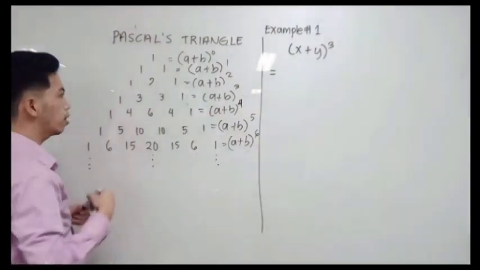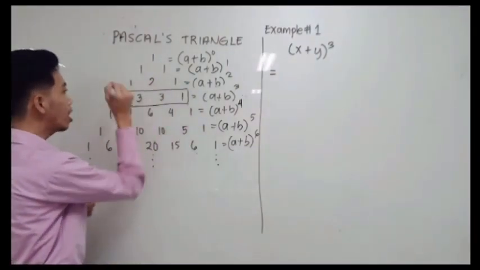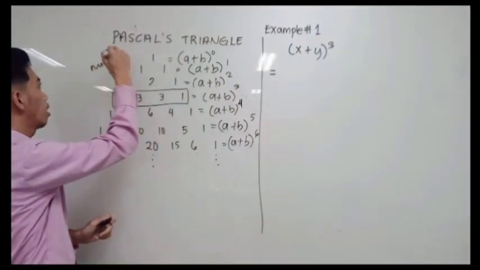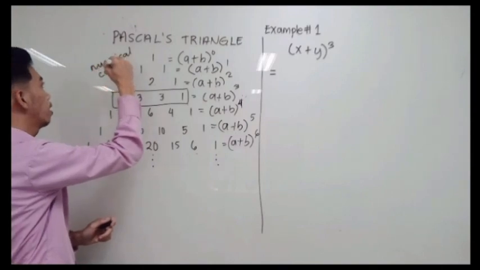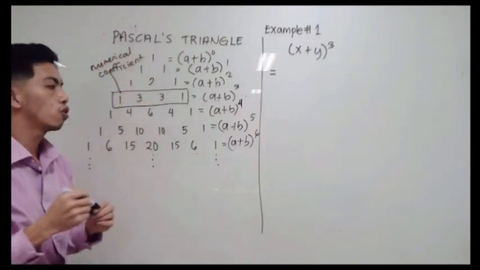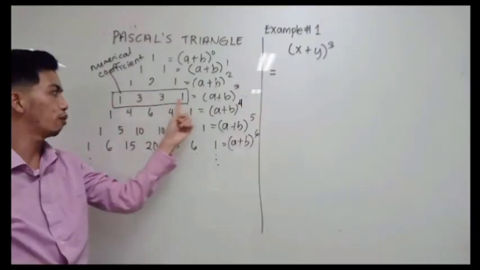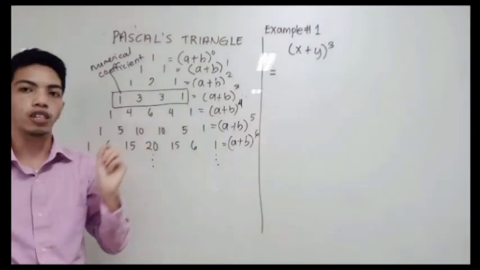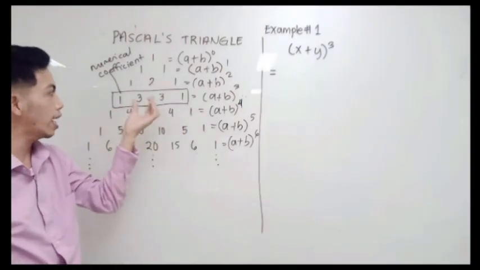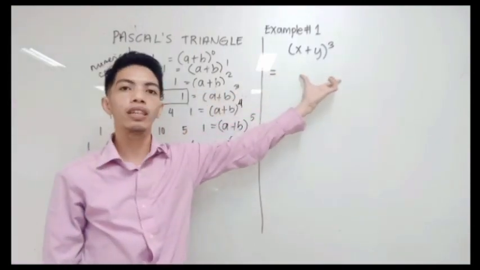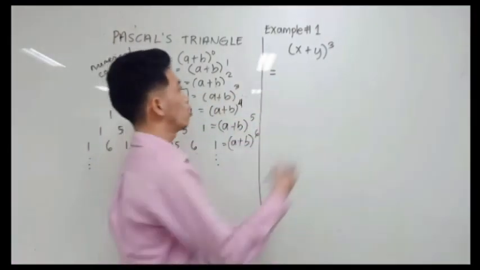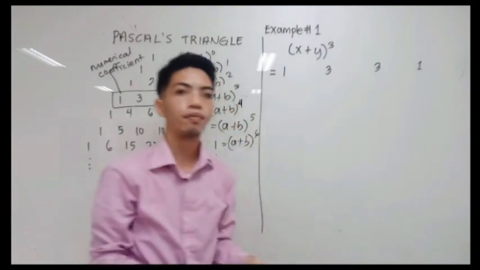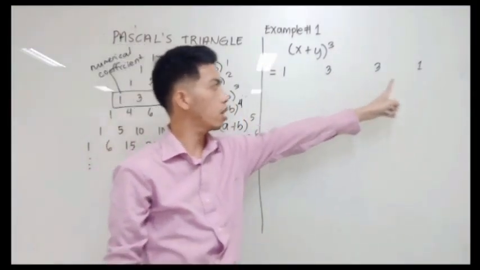Ano ba yung rule ng 1, 3, 3, 1? Yung 1, 3, 3, 1 po, itong 1, 3, 3, 1, siyang magiging numerical coefficient ng ating expansion. So, ibig sabihin, magkakaroon ka ng 4 na term. Okay? So, sa bawat term, ito ang kanyang numerical coefficient. Ang first thing na kailangan natin gawin ay isulat natin ito dito ng may space bawat isa. So, you have 1, you have 3, you have 3, and you have 1. Okay? You have 1, 3, 3, 1.